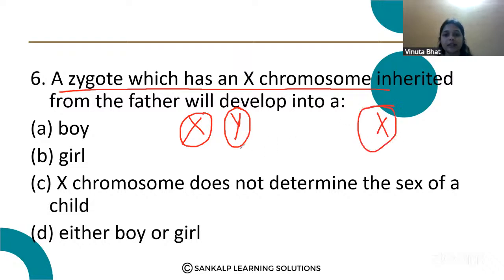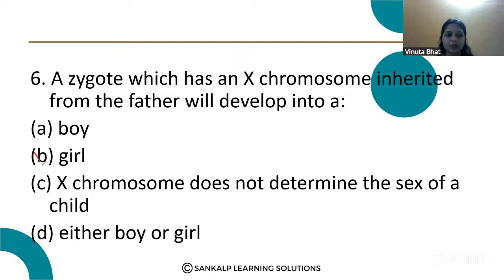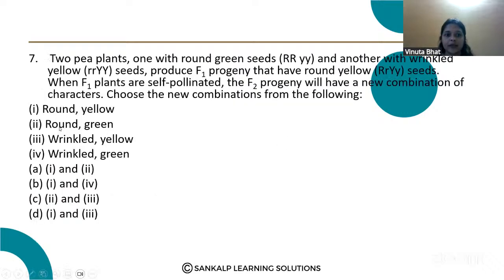Here we know the zygote contains the X chromosome from the father, meaning the sperm has the X chromosome, and the egg always has the X chromosome. So the zygote develops into XX, that is the girl. XX chromosomes will develop into a girl. Option B is the correct answer. Next question.